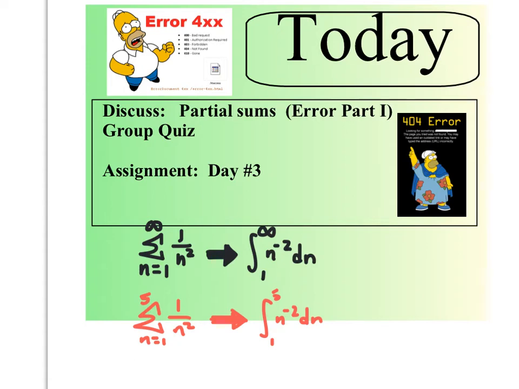Alright, here we are, day number 3 of alternating series and more tests, chapter number 7. Today we're going to talk about partial sums and error.